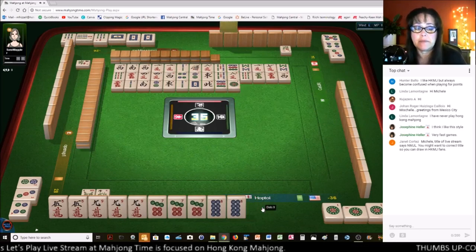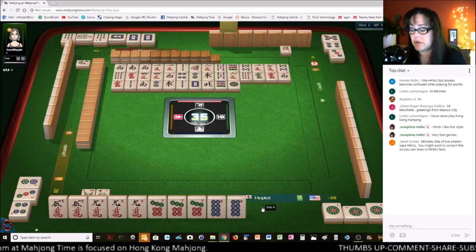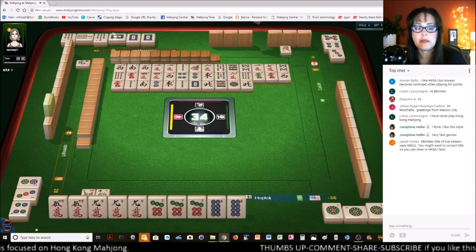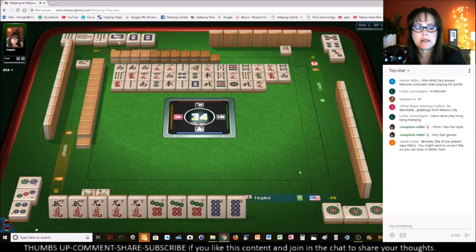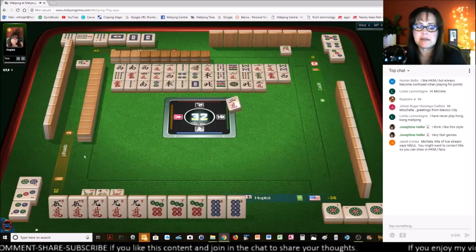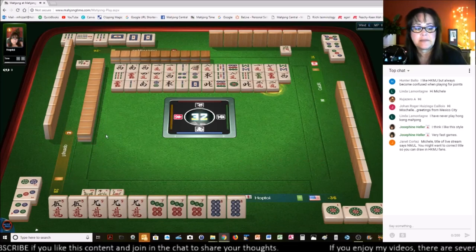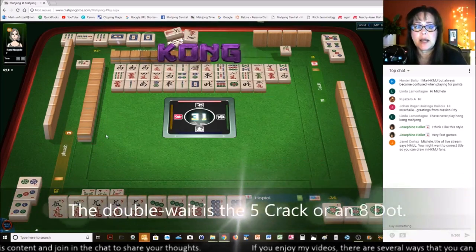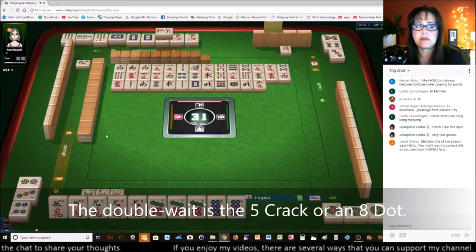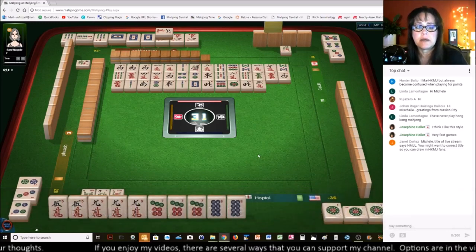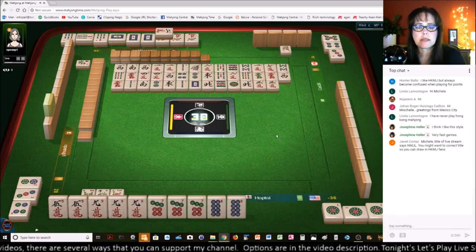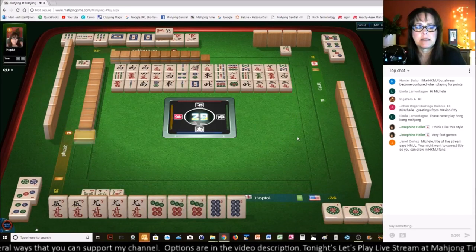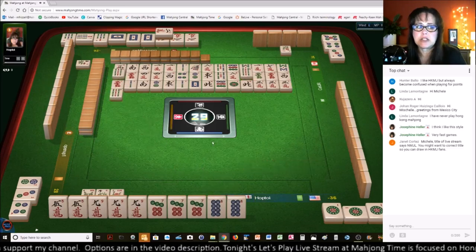That's called a double wait, because we can pung on either one of those pairs. North wind. 3 characters. And that 2 crack is two characters. Mahjong. We need a 5 crack or an 8 dot. Okay, they're narrowing in. 3 characters. 3 characters. That is not Mahjong.